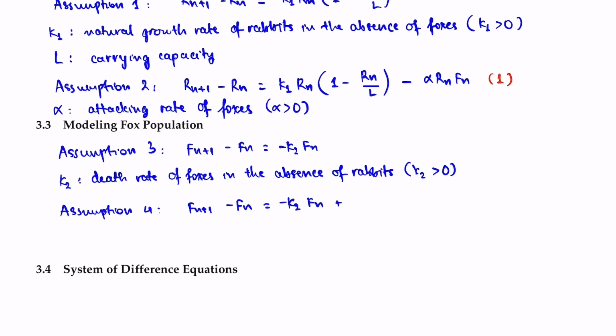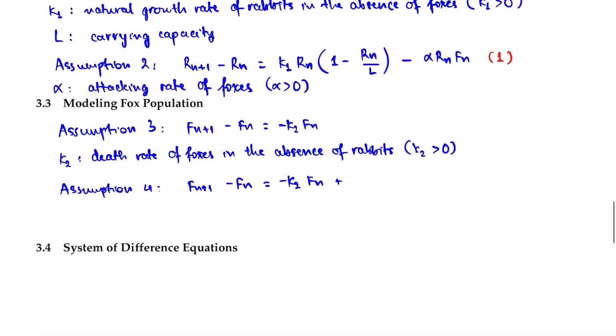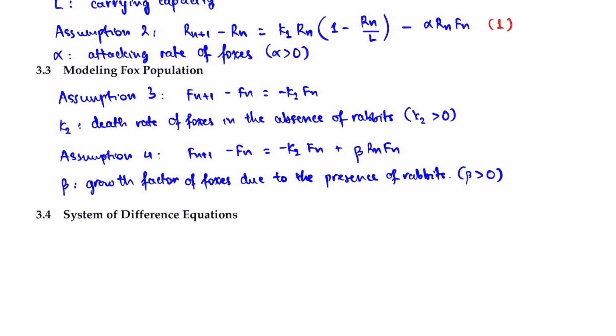From assumption 4, we're going to modify this equation to include the interaction between foxes and rabbits. That is, the fox population increases as a result of the interaction between rabbits and foxes, and therefore you add beta times R sub n times F sub n, where beta is the growth factor of foxes due to the presence of rabbits, and we assume that beta is a positive number. And this is the second equation that we need in the system of difference equations.